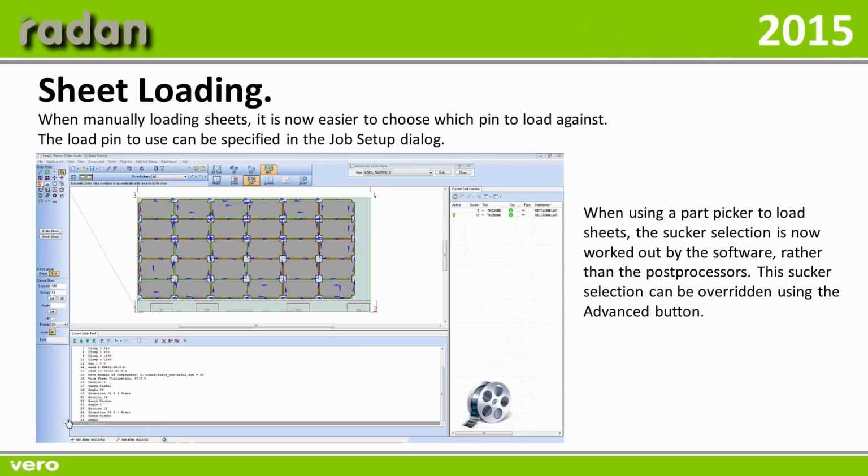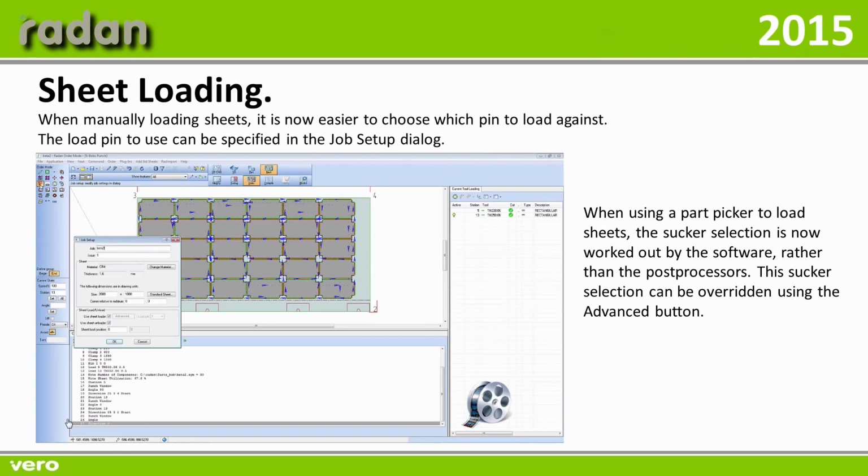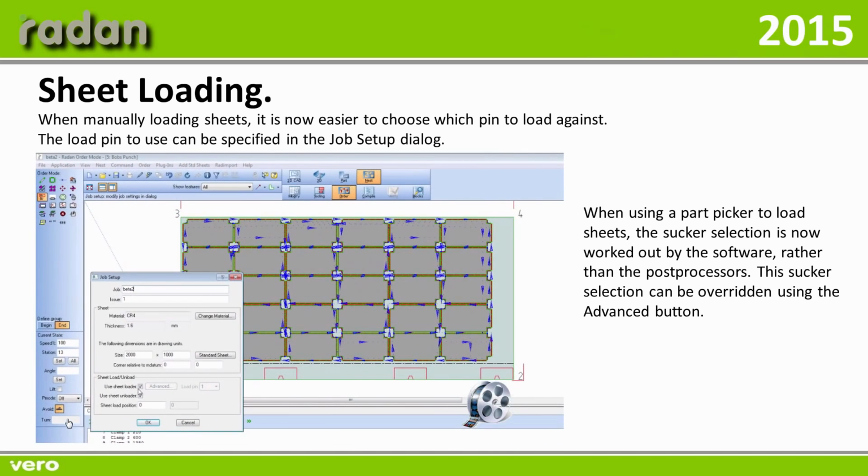So in order mode, I've got my nest. If I go into my job setup, you'll see here that under sheet load unload, I've got the option to select from a pull down which load pin I wish to load against.